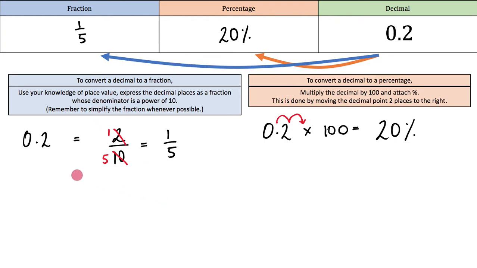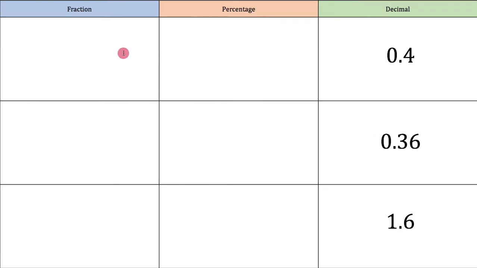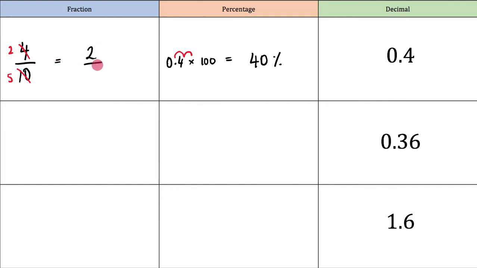Perfect. Hopefully everything here made sense, and let's now just consolidate what we've learned by going through some more examples. So let's begin here. We have 0.4, which is a decimal. To turn that into a percentage, what we do is we take 0.4 and we multiply it by 100, which means I'm just going to move that decimal place twice over. So I'm going to end up with 40%. And I also know that 0.4, my 4 there is in my tenths column, so it's going to be 4 over 10. I can then simplify that, so I can divide them both by 2. So I'm going to get 2 over 5. So that is going to be my answer as a fraction.